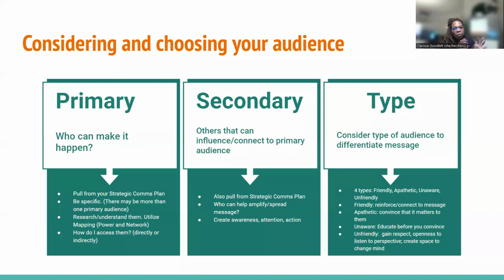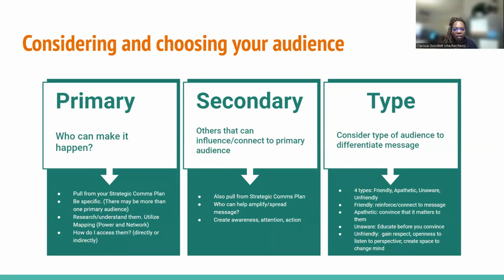We want to target messages for a primary audience, and then think about secondary ways to have other people talking about your messaging. For the primary folks, you're going to pull that from your strategic comms plan. Be specific. There may be more than one primary audience, and you want to research and understand them. That's where the power mapping that you all did in November comes into play. Who are those people, how are they networked, and how do you access them? Is that directly or indirectly? That goes back to the secondary audience. There are ways that you can access those folks indirectly.